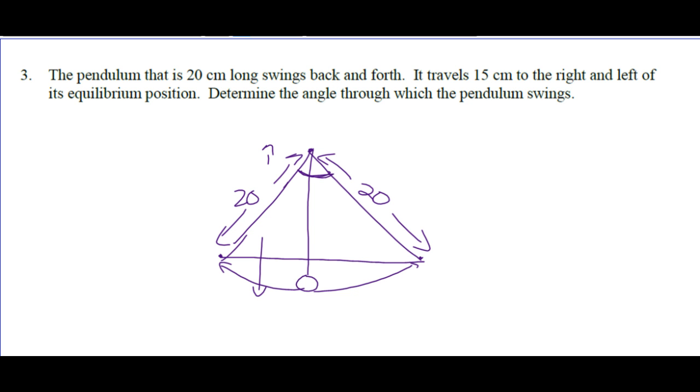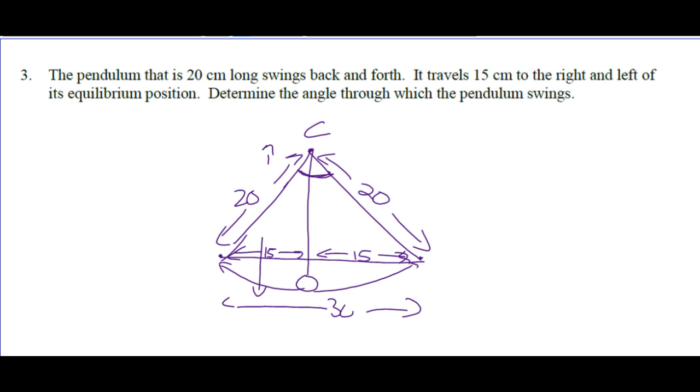And we're supposed to work out this angle. So we've got a slight problem, right? We know that it goes 15 either side, so that's 15, and this is 15. So this side is 30. Okay, so we can solve this now, right?